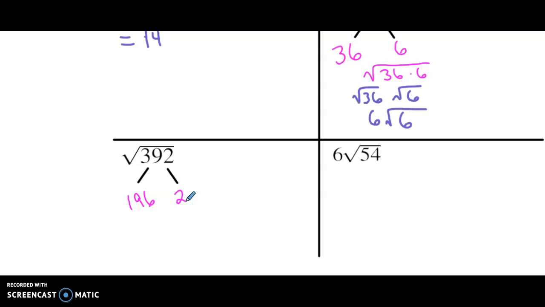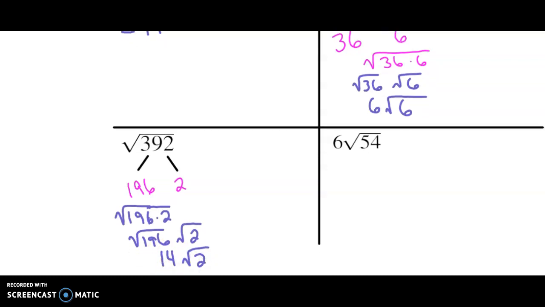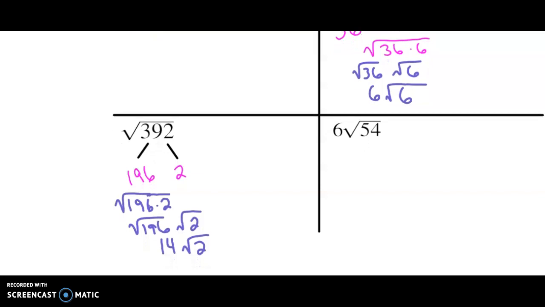It just so happens that 196 is a perfect root. So I write the square root of 196 times 2. Now we separate. We have the square root of 196 and the square root of 2. What's the square root of 196? We just found it in problem number 1. That is 14. So I write the answer is 14 radical 2. So this is the simplified answer. The square root of 392 is equal to 14 radical 2.